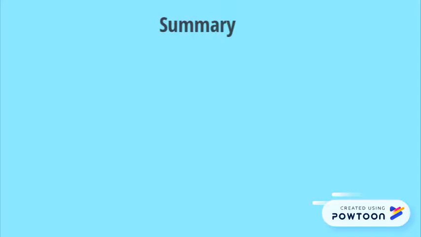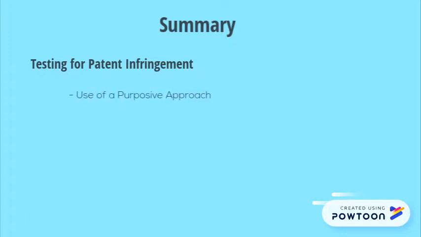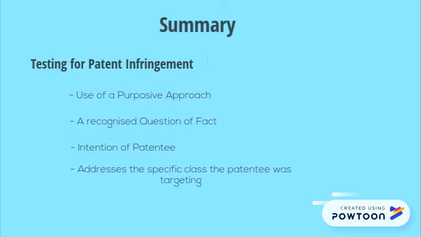In summary, in testing for infringement, by reasoning of Lord Diplock in Catnic Components, a purposive approach is adopted in ascertaining whether a patent has been infringed upon. This approach is recognized as a question of fact and looks to the intention of the patentee and addresses the specific class to which the patentee was targeting.